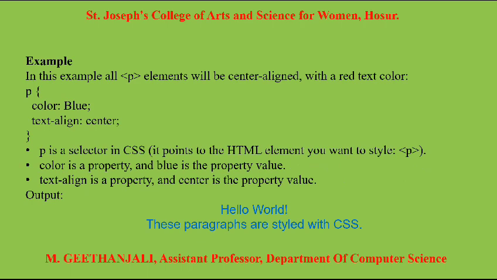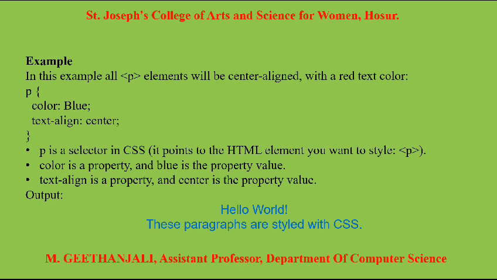This is the example for CSS. In this example, the element is a paragraph. P is the selector, and after that we have to open the curly braces, that is the declaration block. Here in the declaration block we give color, the property name, and blue is the property value. The next one is text-align, the property name, and center is the property value. Then we close the declaration block.